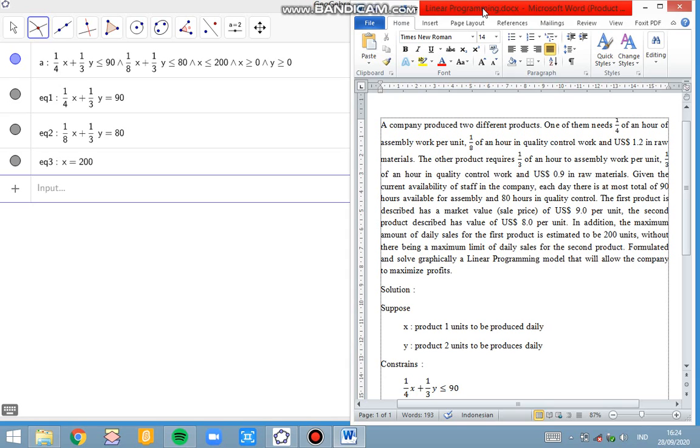Let me introduce myself first. My name is Safira Aulia Libertin. My student number is 410-141-9002. I am from the International Class of Mathematics Education Programs 2019, Universitas Negeri Semarang.